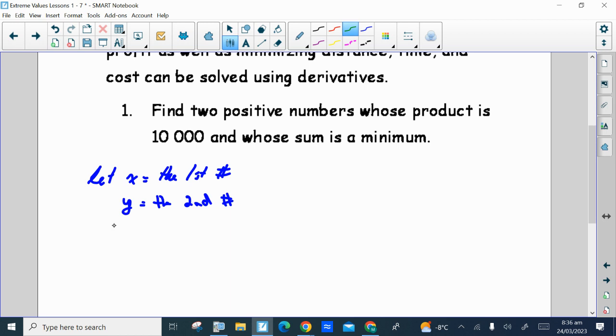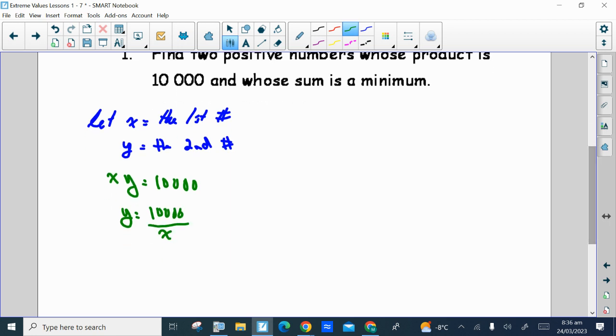But we do know that the product of the two numbers is 10,000 and the sum is a minimum. So because we're told the sum is a minimum, we need to come up with an expression for the sum of these two numbers in terms of a single variable, and that's what we're going to differentiate. The fact that the product is 10,000 allows us to write the second variable in terms of the first. Because their product is 10,000, that means x times y is 10,000. So y, the second number in terms of the first, can be found by dividing both sides by x, or saying that y equals 10,000 x to the negative 1.